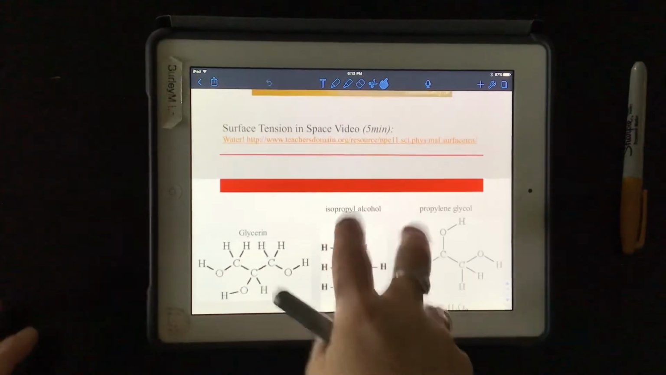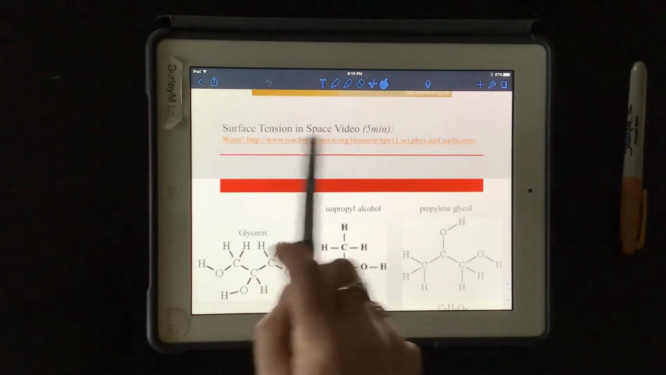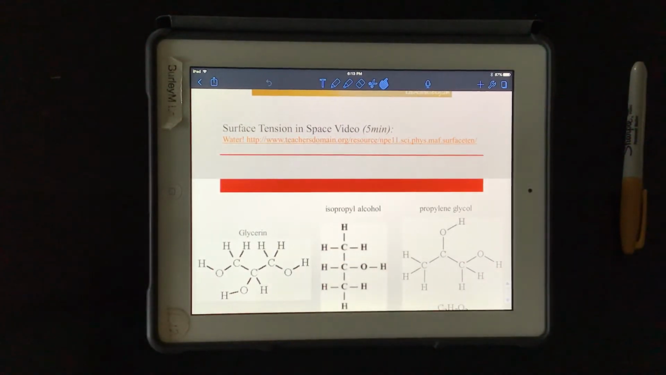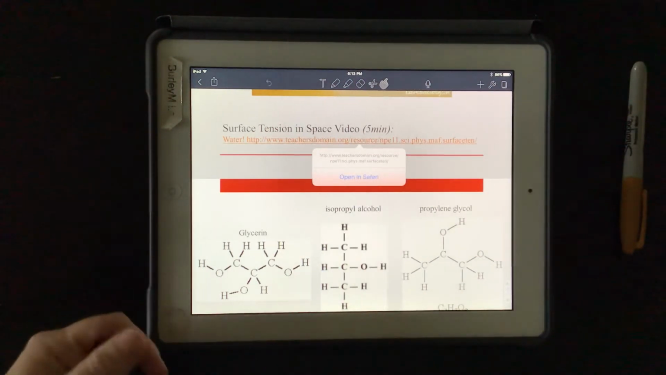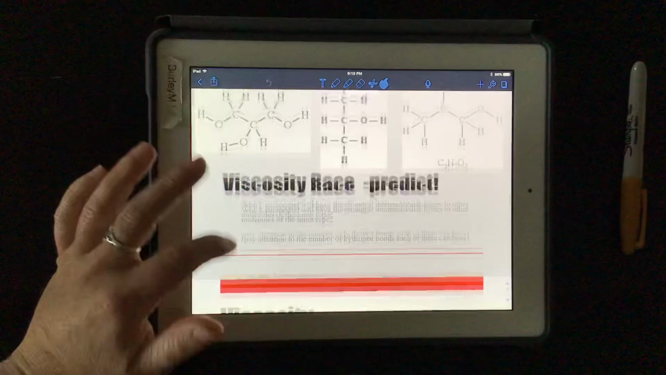There's also a video linked in your notes. It's this guy in space just playing with water, and you get to really see the forces of attraction there. If you're interested in that, you can watch 1, 2, or all 5 minutes of it. Again, it's just linked in the notes.